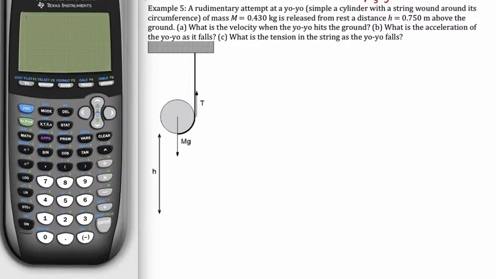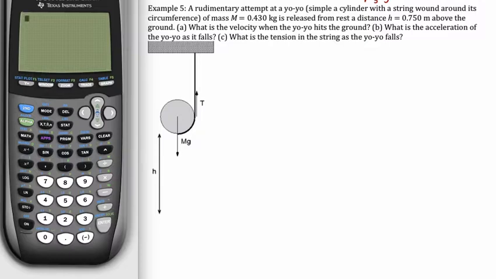Okay, so this is a problem in 3 parts that starts by using conservation of energy, including conservation of rotational energy, and then moves on to actually using Newton's second law in rotational form. And it's supposed to highlight the limitations of using conservation of energy. In other words, when you can use conservation of energy and when you can't.